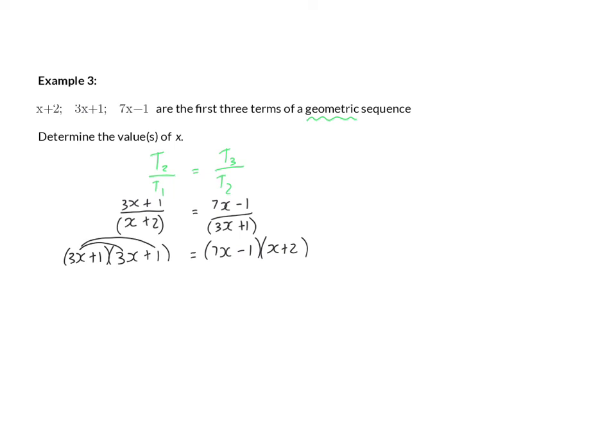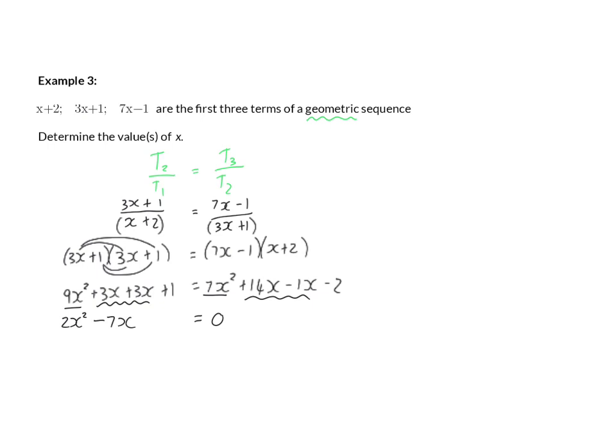So we're going to multiply the 3x and the 1 with everything in the second bracket, giving us 9x squared plus 3x plus 3x plus 1. And the same thing goes for the right hand side. So that's 7x squared plus 14x minus 1x minus 2. And now you'll see that you have a quadratic equation, which means we need to get every single term on one side equal to 0. So we'll have 9x squared minus 7x squared gives us 2x squared. On the left we have 6x. On the right we have 13x. So 6 minus 13x will give us minus 7x. And then we have 1 plus the 2 will give us 3.